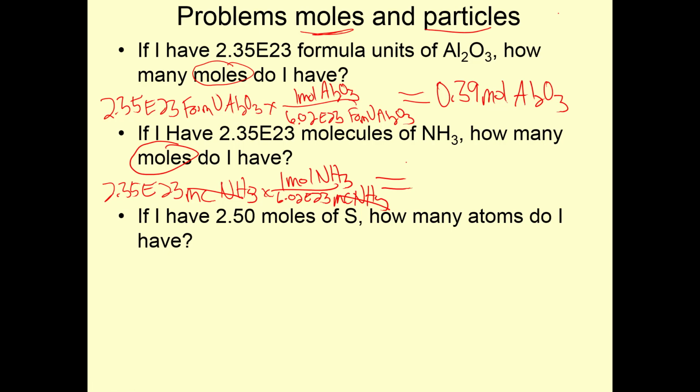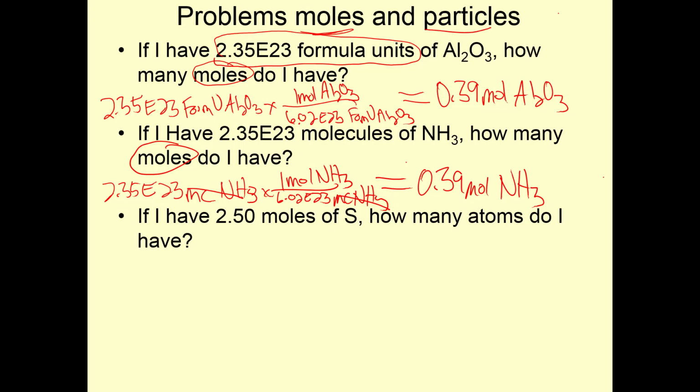2.35 E23 divided by 6.02 E23. There's my answer of, wait a minute, it's the same one. Why is that? Moles of NH3. It's the same answer. Why? Oh, if it's the same number of formula units, it'll be the same number of moles. It's not going to be 2.35, but I did the same thing. I divided by 6.02 times 10 to the 23.